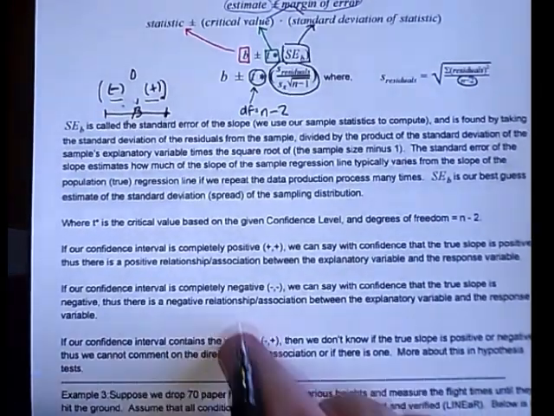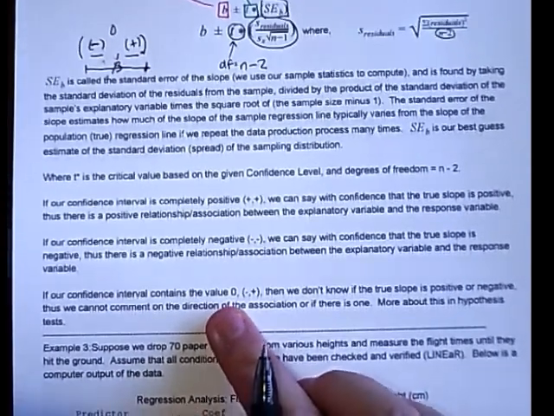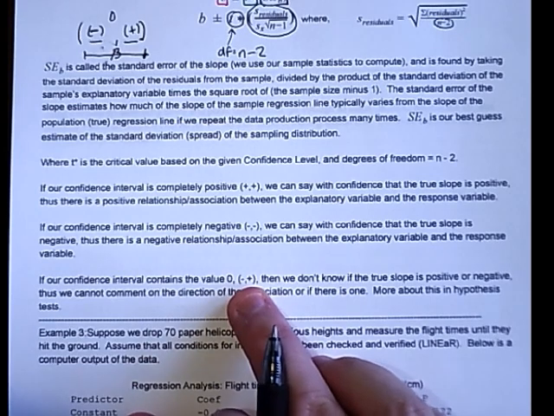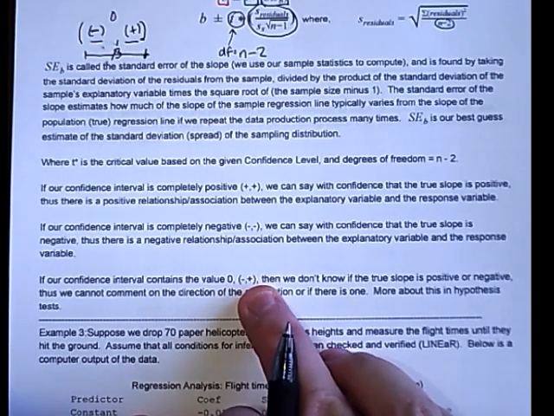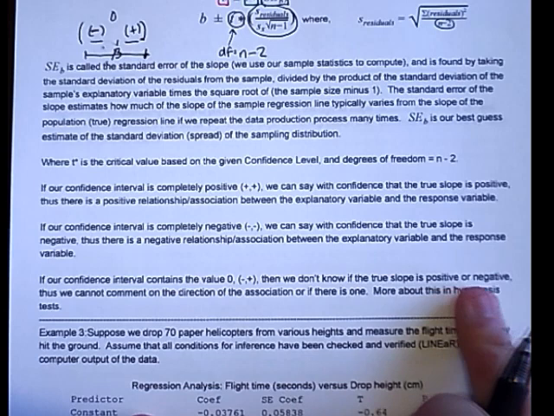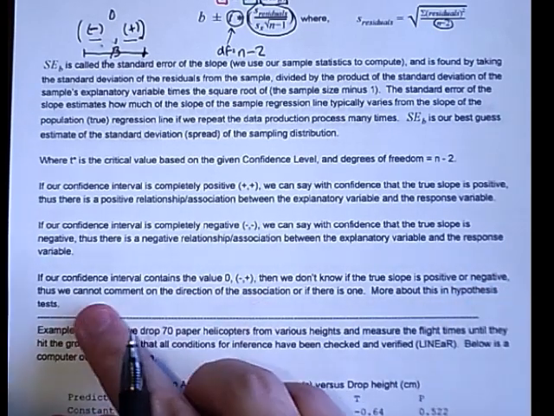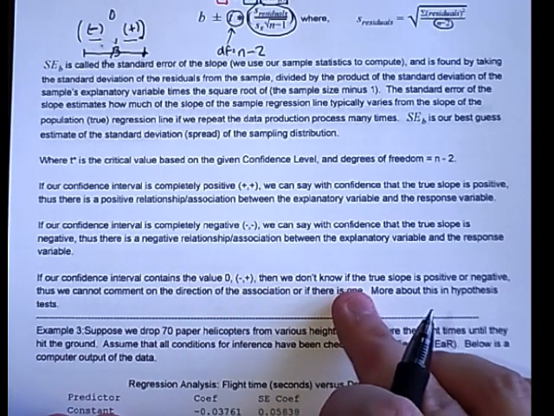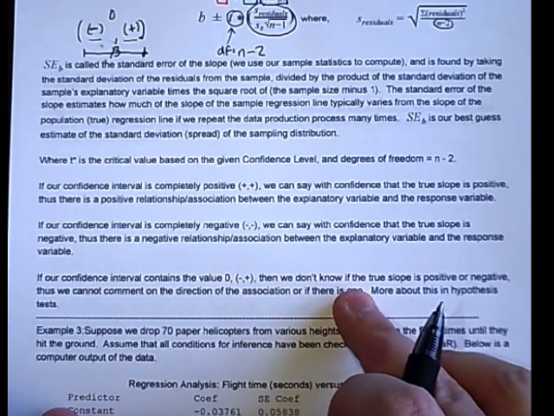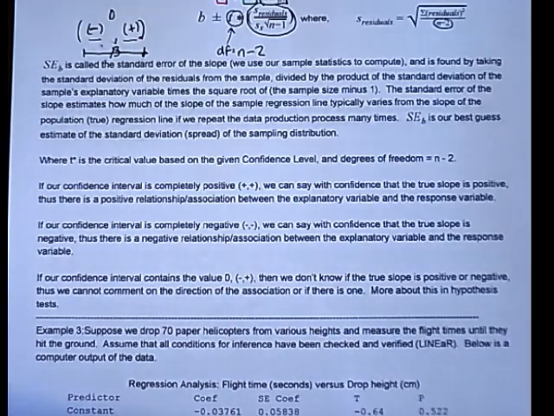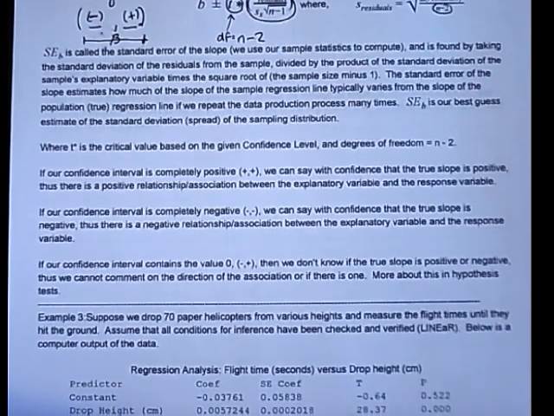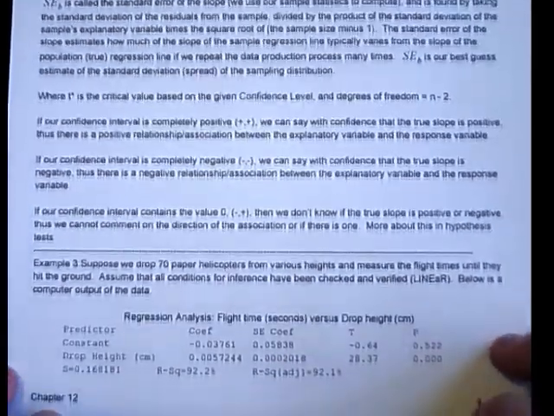Okay, so looking at this last statement, if our confidence interval contains the value 0, meaning that we have a confidence interval starting negative and ending positive, we don't know if the true slope is positive or negative. Thus, we cannot comment on the direction of the association or if there is one. I don't know if the variables are really positively associated or negatively associated. We'll talk more in detail about that when we get to the hypothesis test. All right, so let's look at an example.